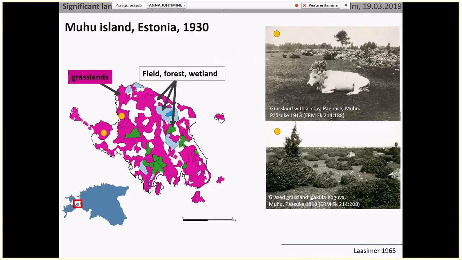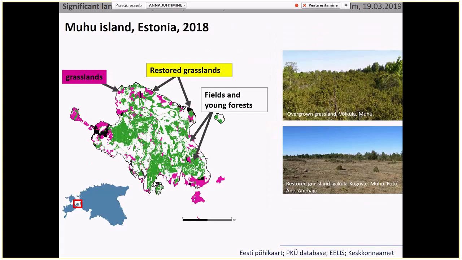Here are some examples of how the landscape changes have occurred, let's say in Estonia, where I come from. This is Muhu Island in the western part of Estonia, a small island that I know many Finnish people have visited. This was historically covered by grasslands with relatively little forest and even less fields. Nowadays the pattern has changed considerably. The grasslands are in the minority and have been replaced by fields and young forests.